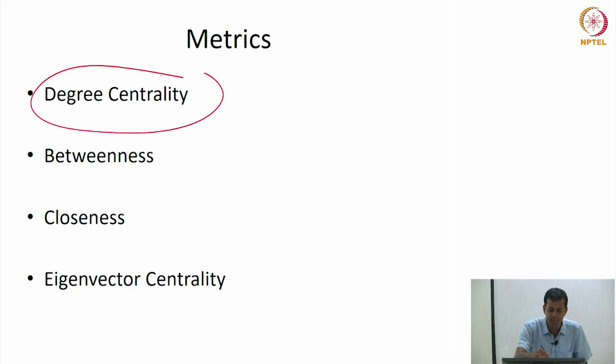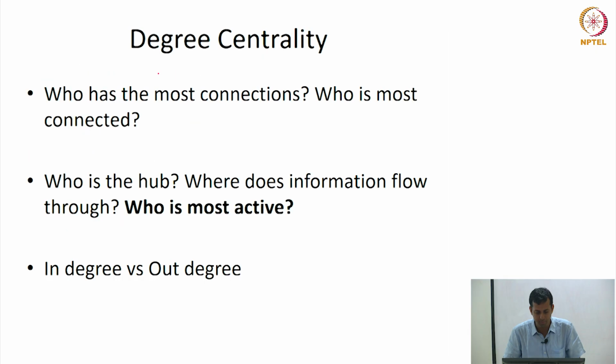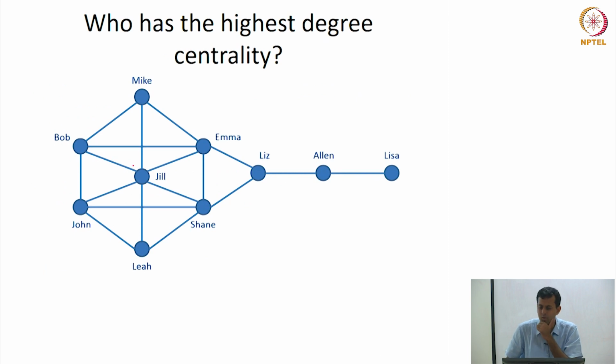The degree centrality is how centralized this network is. In other words, maybe I have a picture here. So you can ask questions like, who's the most central person in this network? Who's connected to the most number of people? Who's the hub? That's what we're really asking. Where does information flow through? Who's the most active, you think, here?